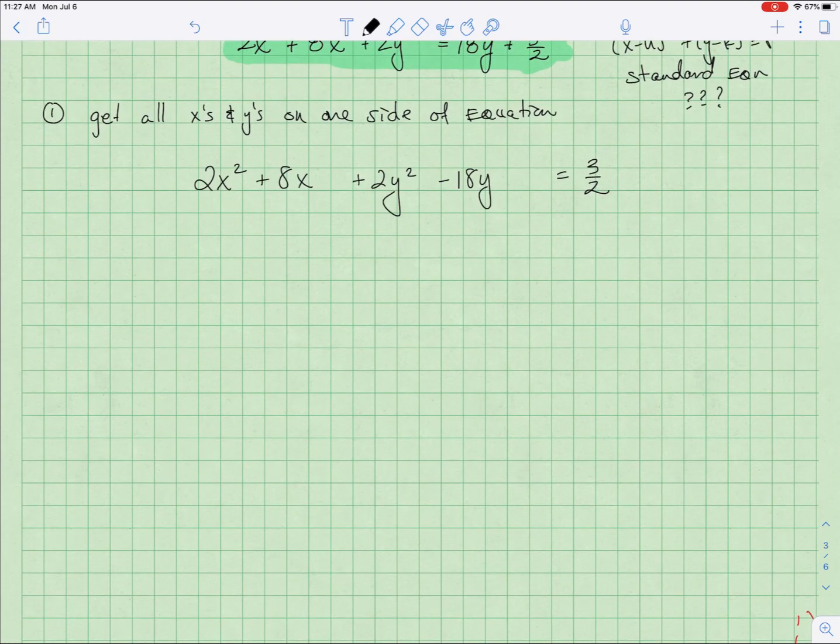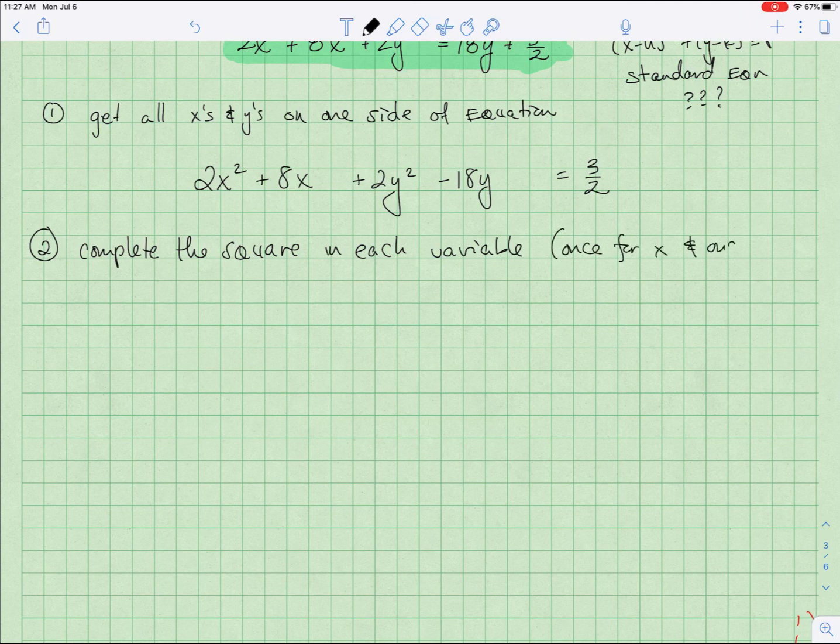And then what we're going to do, which is very similar to what we had talked about for parabolas too, is complete the square in each variable. So that's a little bit different. We're going to do it once for x and once for y. So let's take a look at that. Let's do the completing the square for x first. I guess we can do it at the same time with y.